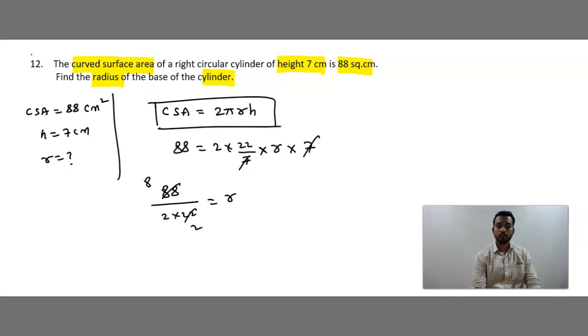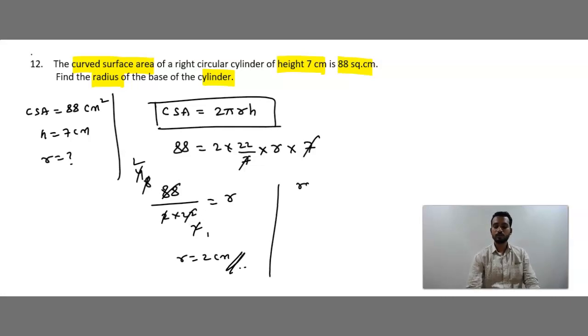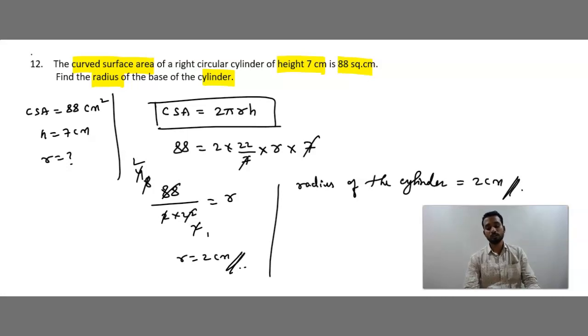11 2s are 22, 11 8s are 88. 2 1s are 2, 2 4s are 8. 2 1s are 2, 2 2s are 4. So r is equal to 2 centimeters. Therefore, the radius of the base of the cylinder is equal to 2 centimeters.